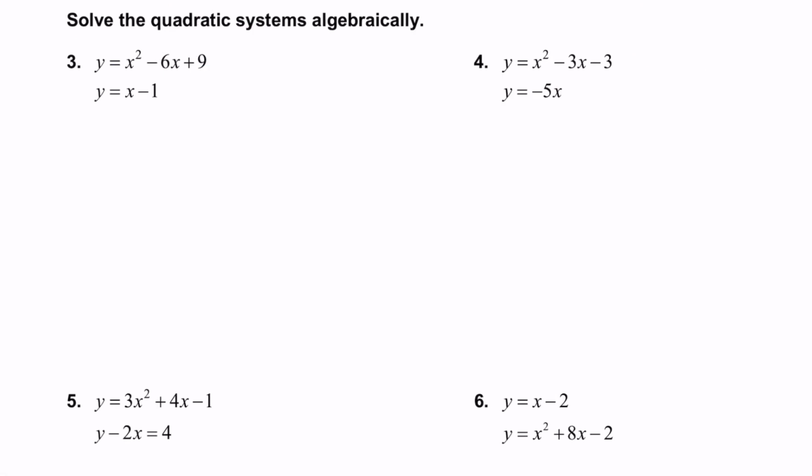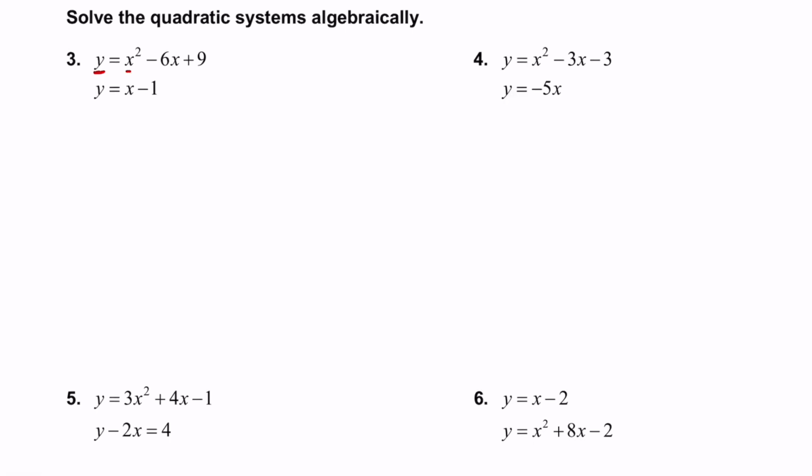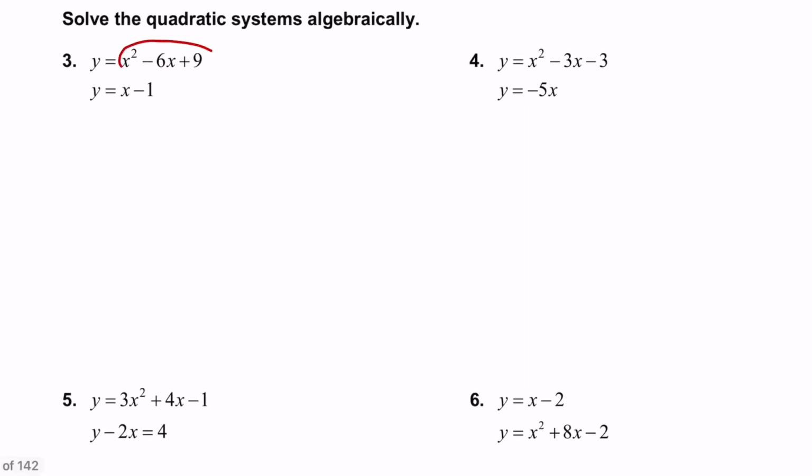Now, instead of using a graph to find if there's 1 or 2 or no solutions, we are going to use algebra to solve this. Now, y is equaling x squared minus 6x plus 9. What we're going to do is take this x squared minus 6x plus 9 and substitute it into the y of the other equation. And what that does is it allows us to have all x's so we can solve this. So we're going to take this piece here and input it in for that y there. So I'm going to have x squared minus 6x plus 9 equals x minus 1.